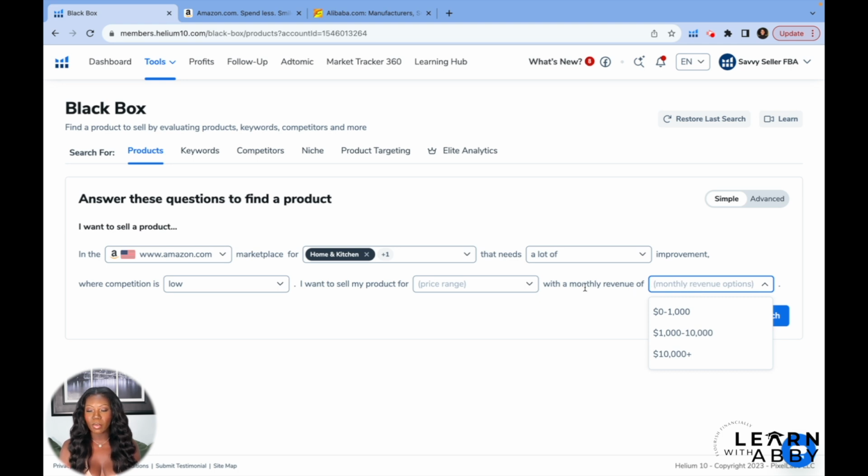So here with a monthly revenue, I honestly would never pick the first option. $0 to $1,000 is just not worth it. You could click $1,000 to $10,000, but for me, I'm going to do $10,000 plus. And I'm doing that because I want to leave room so that my profits are healthy. So with the $10,000 scenario, if you are making a profit of 25%, that's a $2,500 profit that you're making. And that is, for a lot of people, a life-changing amount of money.